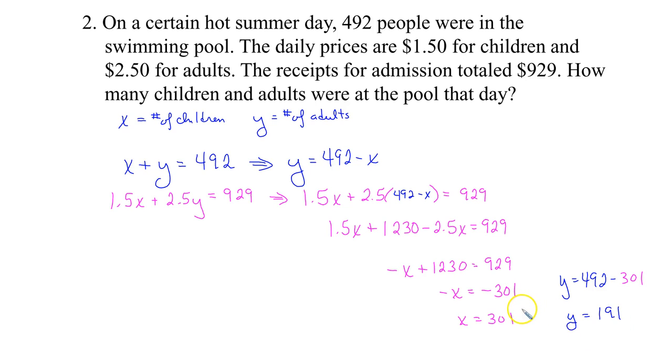Now, how many children and how many adults? So the problem will probably say blank children were in the pool and blank adults were in the pool. And so we know that x represents the number of children, and we solved for x and we found x to be 301. And y represents the number of adults, and we found y to be 191. If you add these two numbers together, we should get 492. And it does make sense that there are more children than adults in the swimming pool.